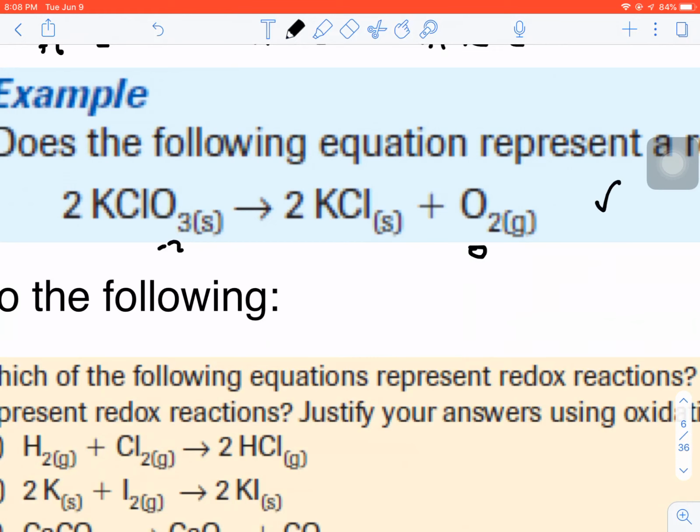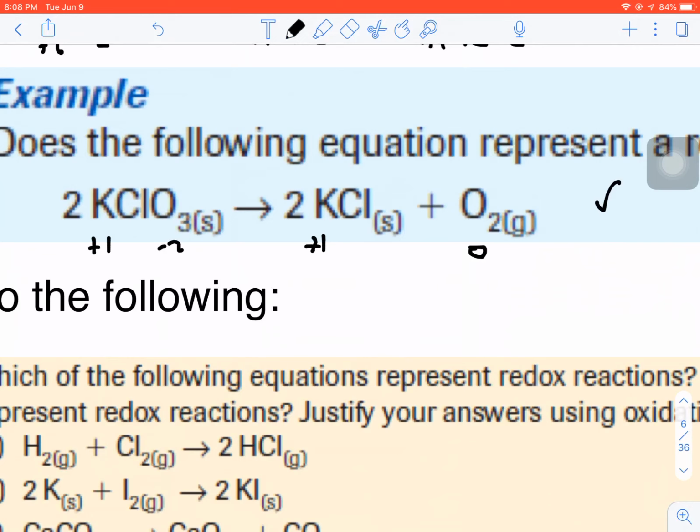Okay, well, let's look at the potassiums. Potassiums are group 1 elements, so I wouldn't have to go any further. I could just say it is redox because the oxygen changes oxidation number. How about potassium? Potassium is a group 1 element, so according to the rules, it's always +1.